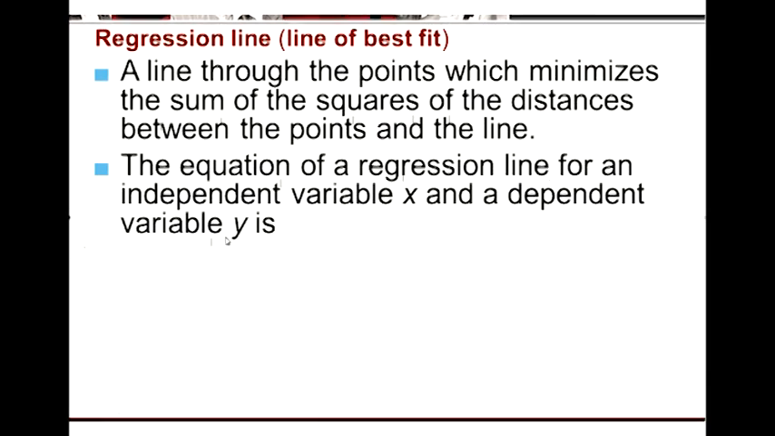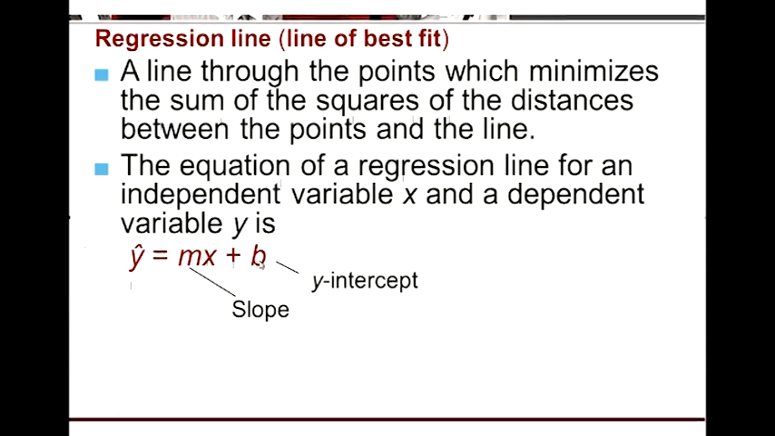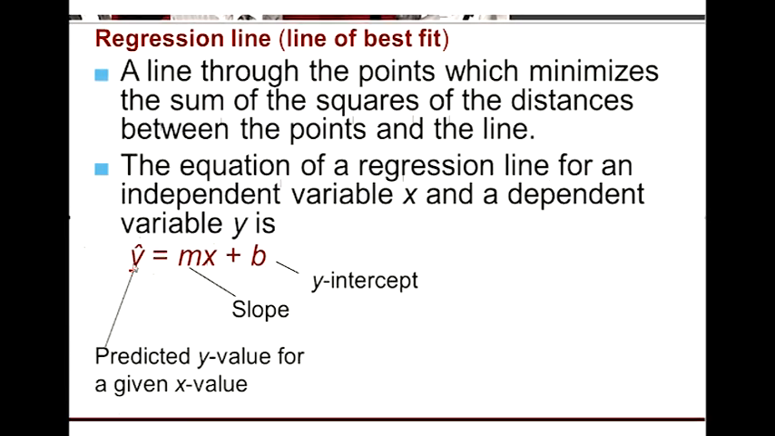The equation of a regression line for an independent variable x and a dependent variable y is y hat, which is the predicted y, equals slope times x plus y-intercept. Remember this from Algebra 1. The slope is m times the letter x plus the y-intercept is b. And then we can predict a y value. If we put in an x, we can use this multiplication and addition to predict the y value.